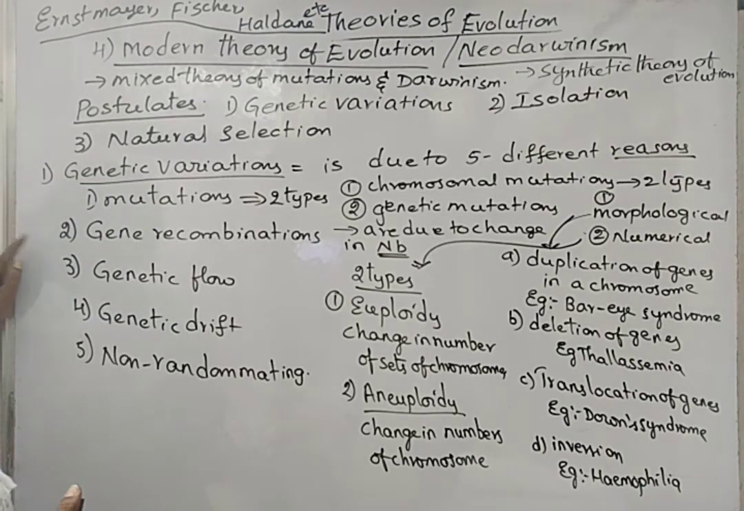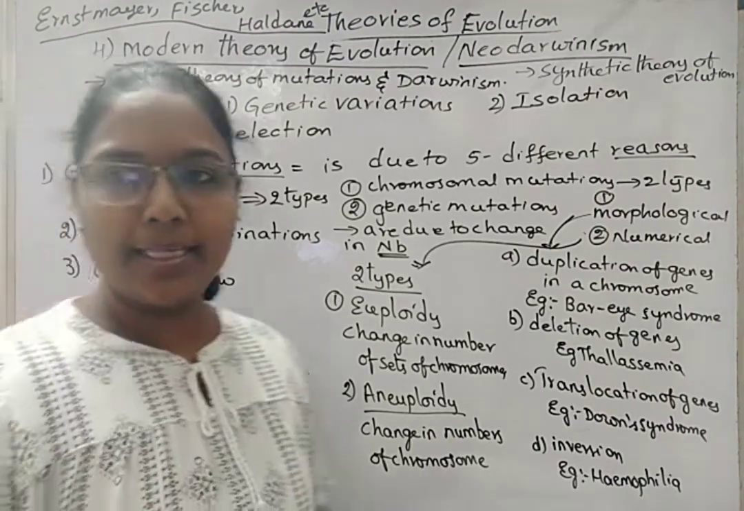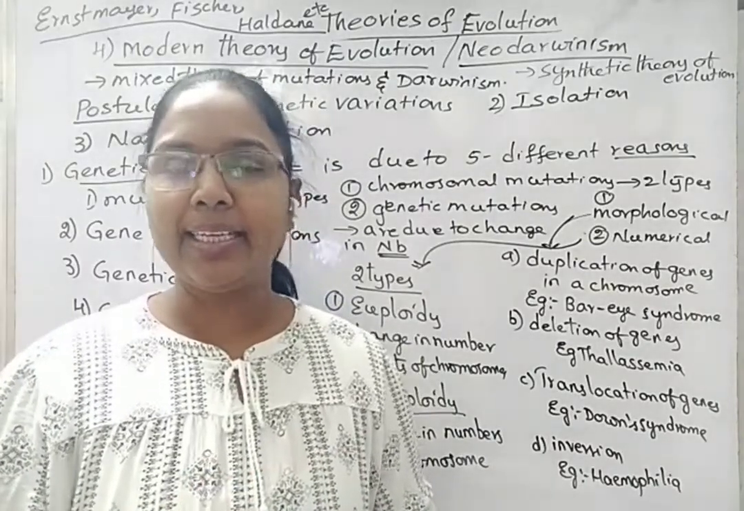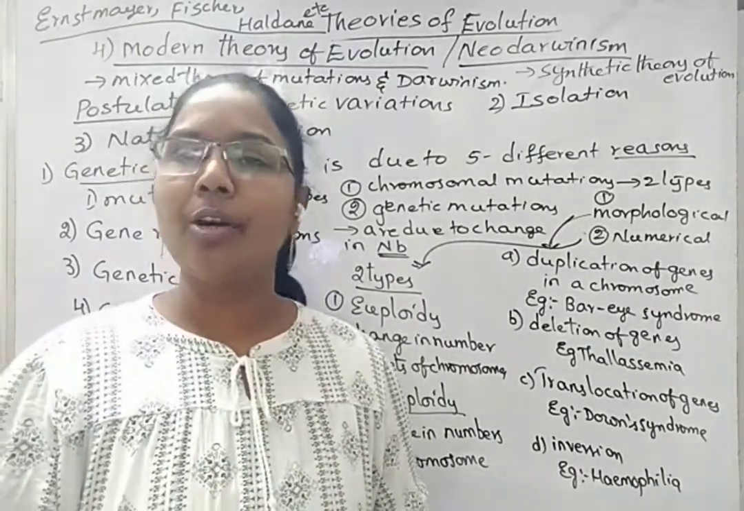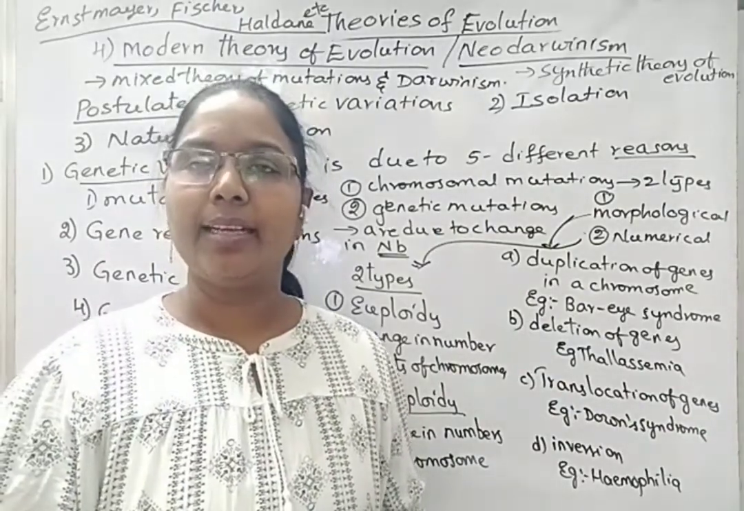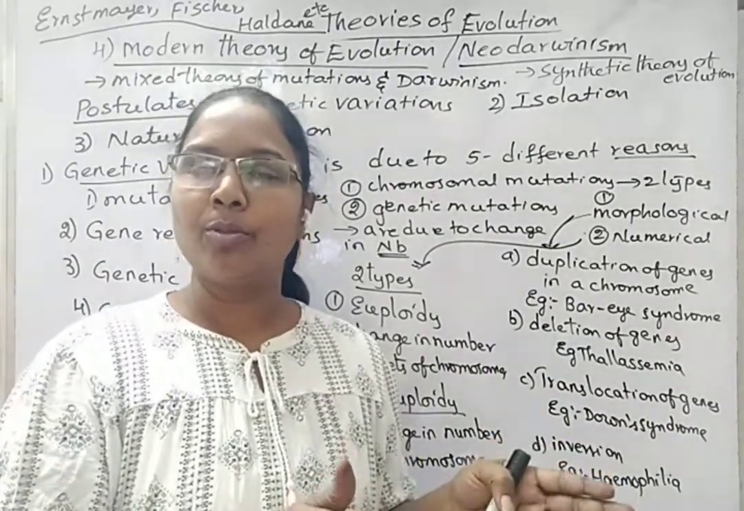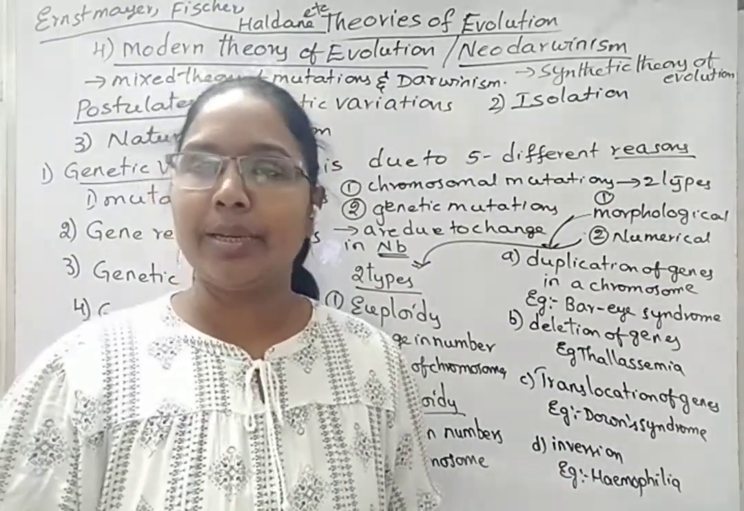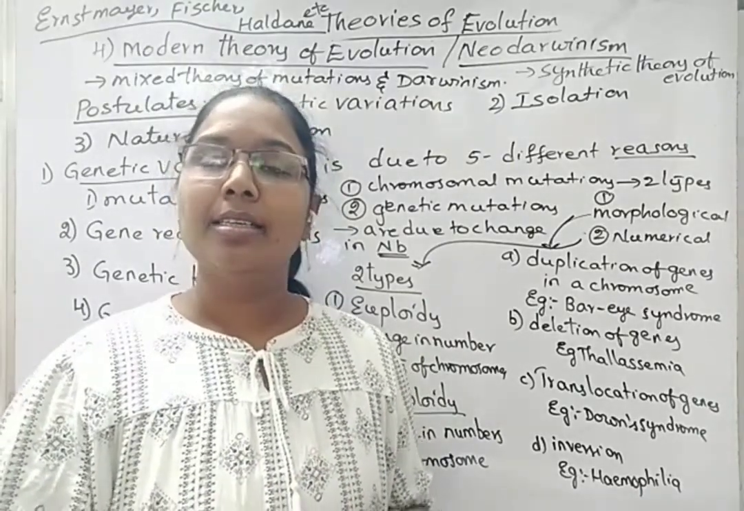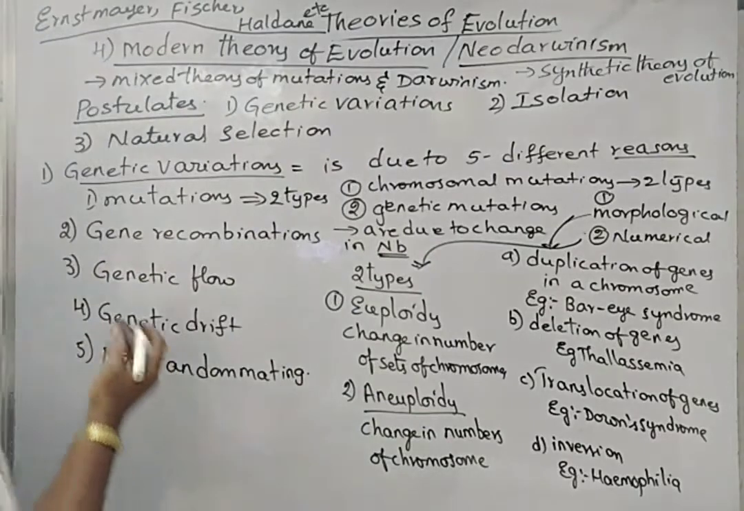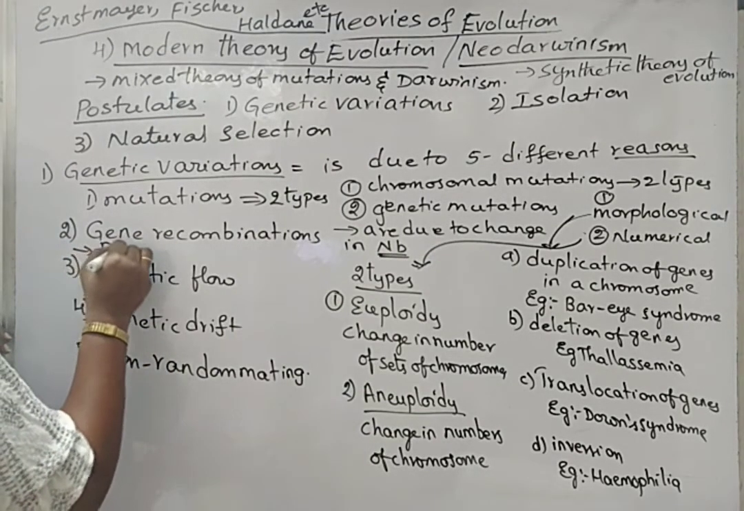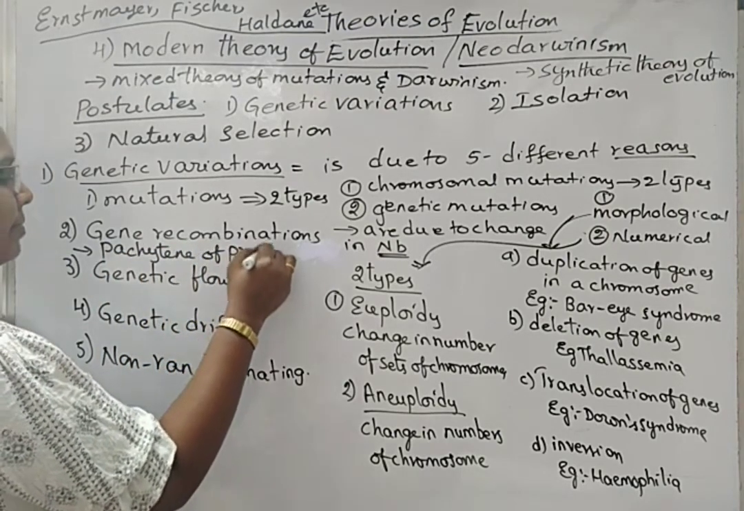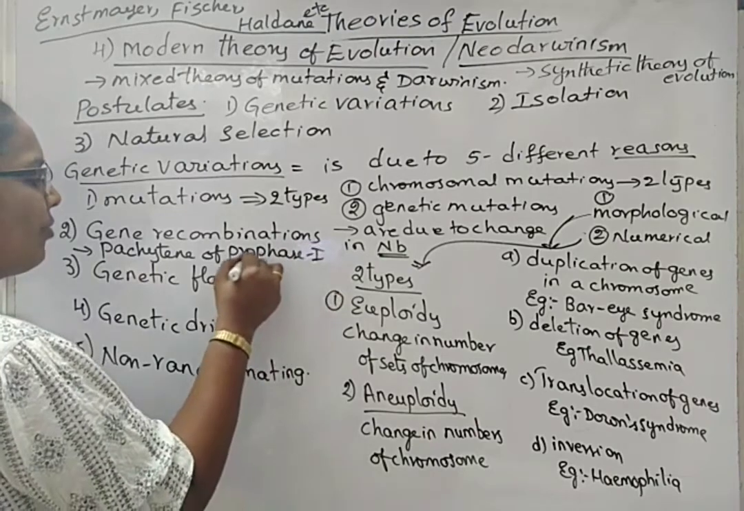Next is genetic recombination. If we recall the meiotic type of division, in the pachytene we see the crossing over of the homologous chromosomes. There we can say the genes between the homologous chromosomes have been recombined, mixed, or exchanged their genetic material. That is explained under genetic recombination. So it is seen in pachytene of prophase 1 of meiosis 1.